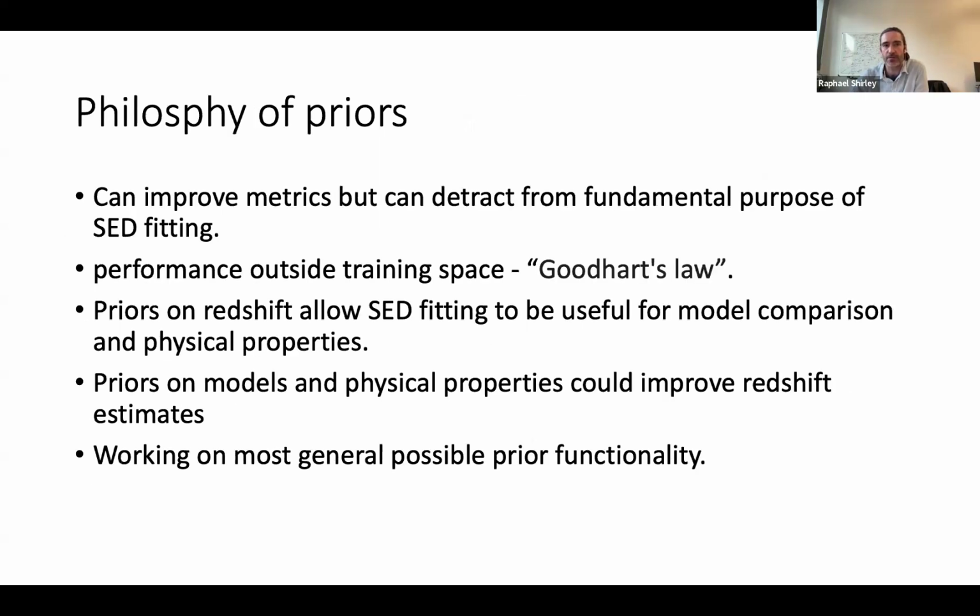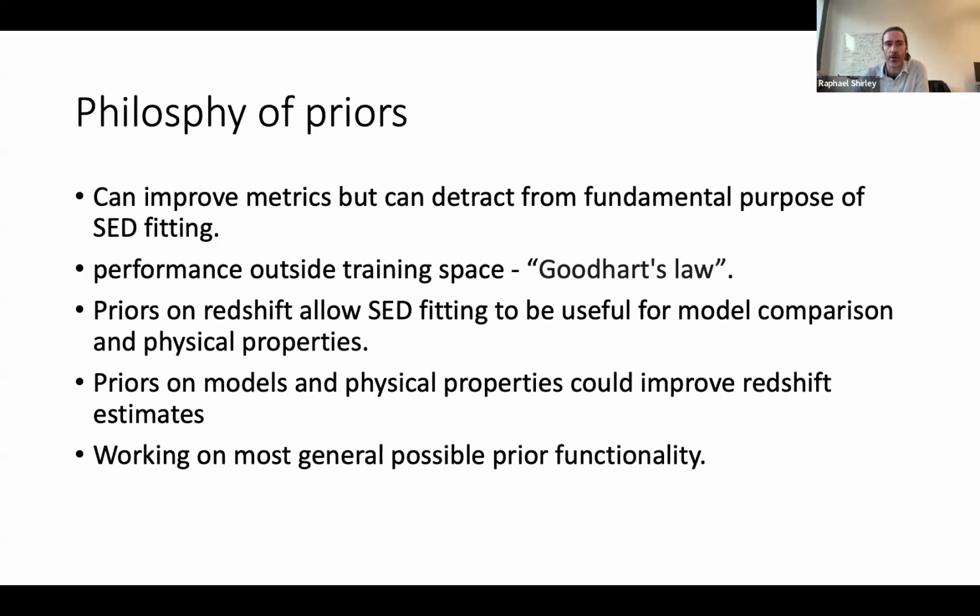Just a note on the philosophy of priors. So we know that they can improve metrics, but I think that there's a danger that they can detract from the fundamental purpose of SED fitting. So for instance, one of the things that the RAIL BPZ can do is you can fit an N of z from your training sample. Now that will improve performance on that training space.